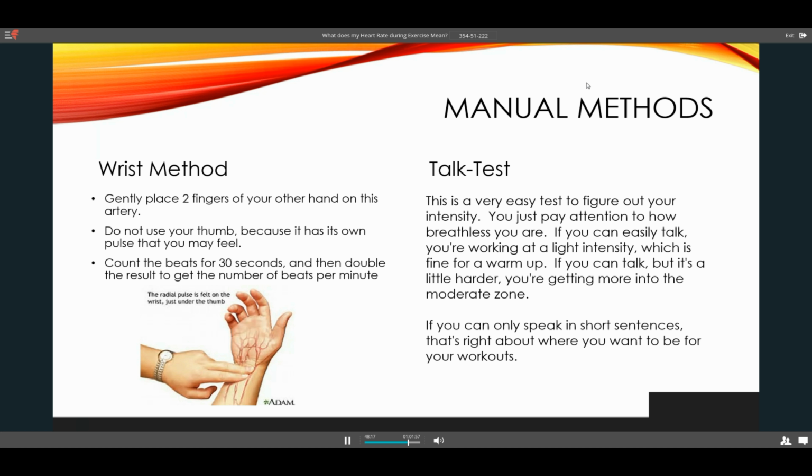Now, on the flip side, if you're working so hard that you're having to gasp for air, that certainly may indicate that you're working out in that high, vigorous zone. You may want to slow down just a little bit to achieve that moderate intensity zone.